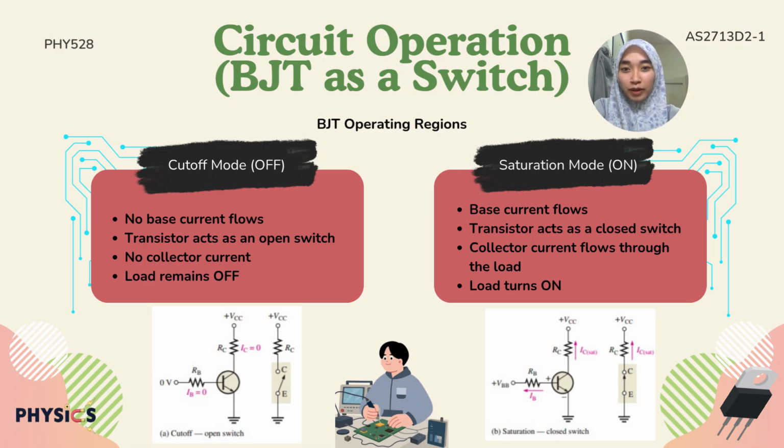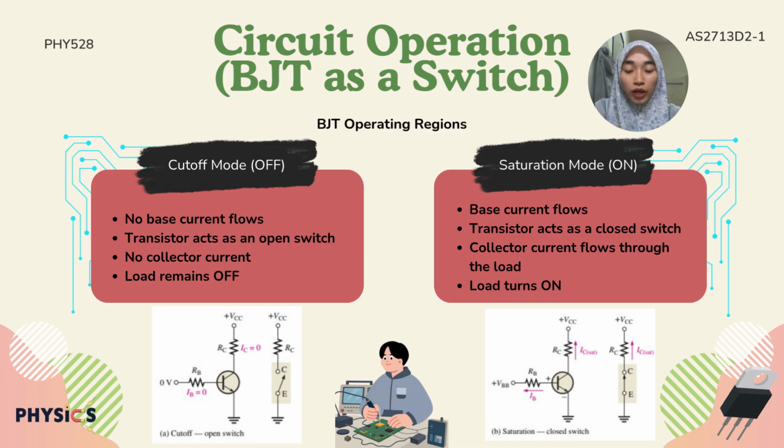I will explain about circuit operation of BJT as a switch. When a BJT is used as a switch, it operates in two distinct regions, cut-off mode and saturation mode. Let's look at cut-off mode, which is the off state. In this mode, no base current flows into the transistor because the input voltage is either zero or below the threshold. Because there is no base current, the transistor acts just like an open switch in a circuit. This breaks the connection, meaning no collector current can flow through the load. Consequently, the load remains entirely off.